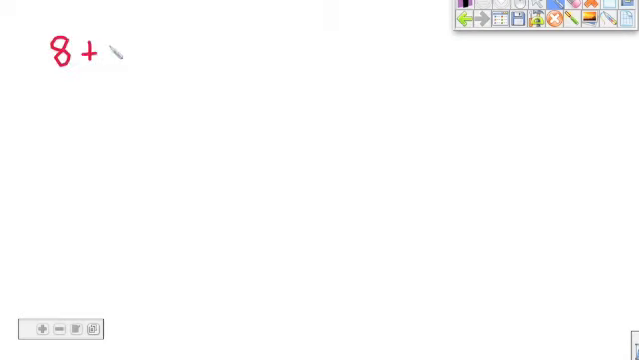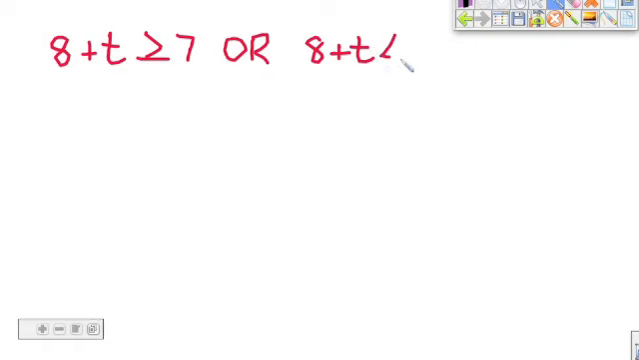8 plus t greater than or equal to 7. Or, and again, I want you guys using capital ORs like that so you can see it easily, plus you don't think that's a 0. 8 plus t less than 2. So, again, you're doing 2 separate problems on this one. They did not combine them. They kept them separate, calling them union type problems.